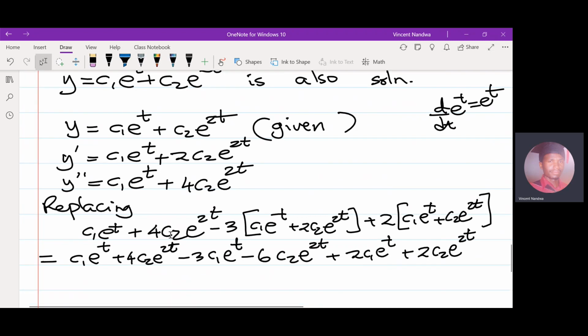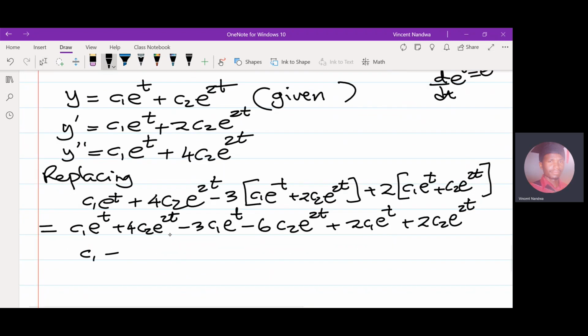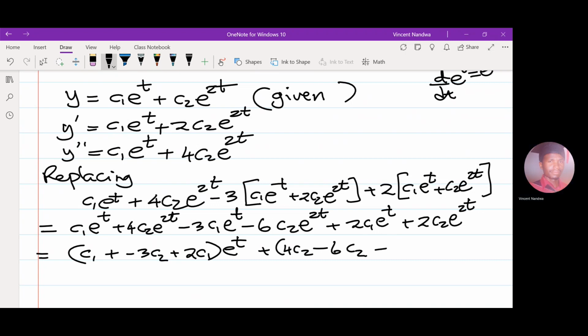Then collect like terms. So you'll have C1 minus 3C1 plus 2C1 times e raised power t, plus 4C2 minus 6C2 plus 2C2 times e raised power 2t.